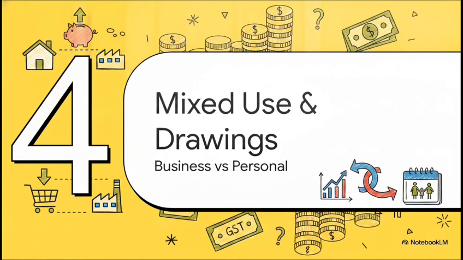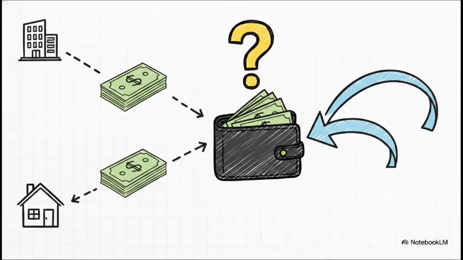Finally, we're at Section 4, Mixed Use and Drawings. The classic business versus personal dilemma. You see this happen all the time in small businesses, right? The owner uses the company premises for both business operations and personal living. Now, if rent is strictly for a business purpose, it's easy, rent account to cash. If company cash is used strictly for personal use, it's drawing to cash, which just represents the owner taking value out of the business. But what happens when a single rent payment covers both?